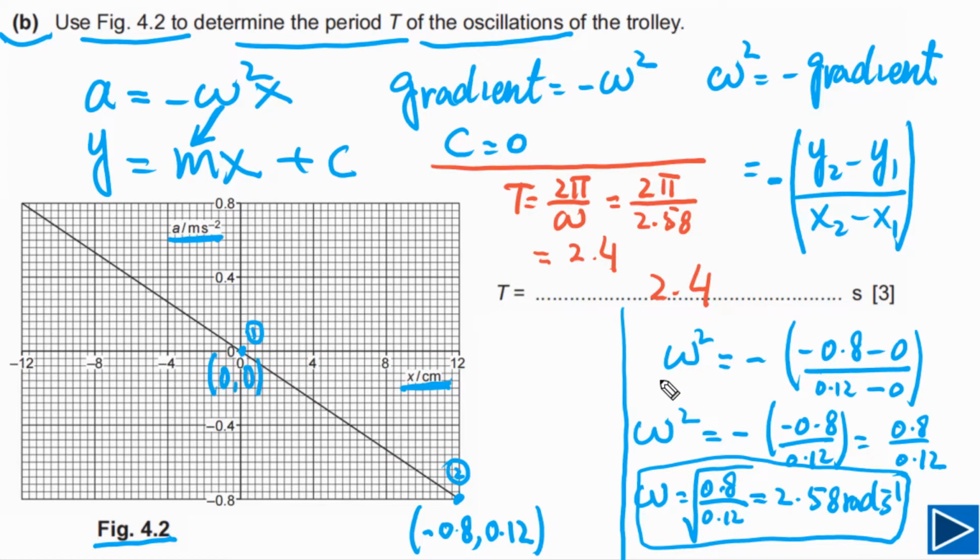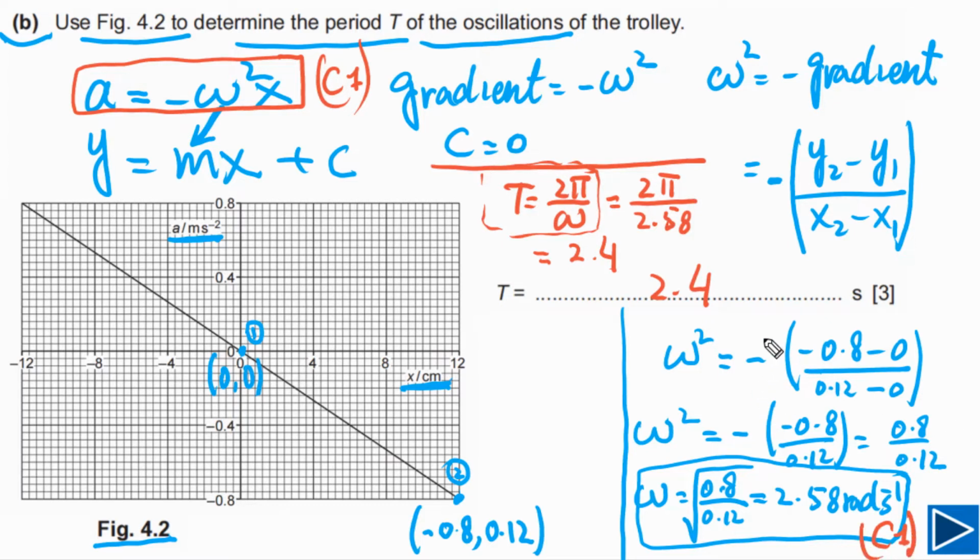This question has 3 marks. The first mark you will get if you have written this relationship, and this is a C mark. Actually, this is also linked with this formula. If you have written these 2 formulae, you will get 1 C mark. The second C mark you will get if you have got the right value of omega. And the last mark is the answer mark. If you have got the right answer, you will get a mark.